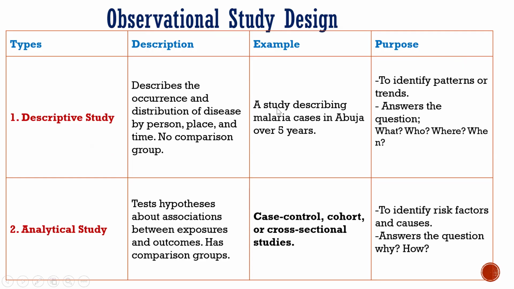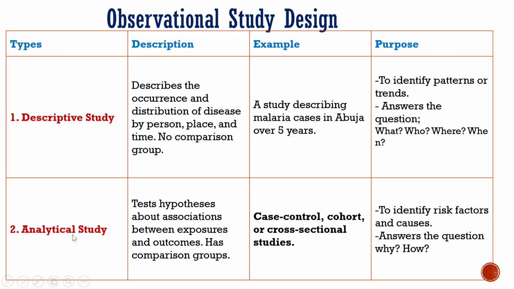Okay, for example, a study describing malaria cases in Abuja over 5 years. So just like a descriptive study, okay, this is what happened in 2020: there was less prevalence of malaria. In 2024, there is more prevalence of malaria. So you're describing something, okay?